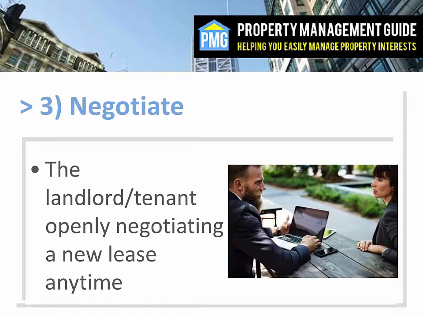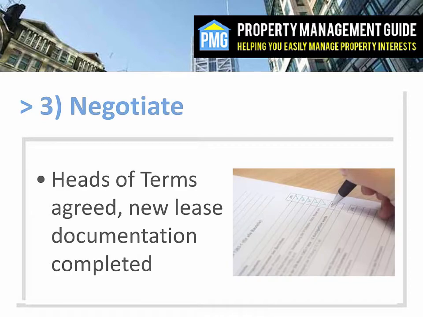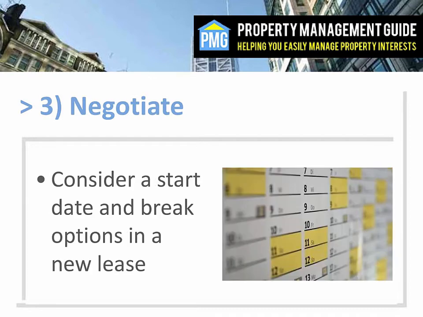Thirdly, the landlord and tenant need to negotiate the terms of any lease renewal. This should be transparent at any suitable time before or after the lease expiry, with the 1954 Act provision only being needed if necessary. The agreed basis can be documented in heads of terms before a final lease or agreement is then completed, taking account of when the start date is and making the most of opportunities such as longer leases with break options for greater flexibility.